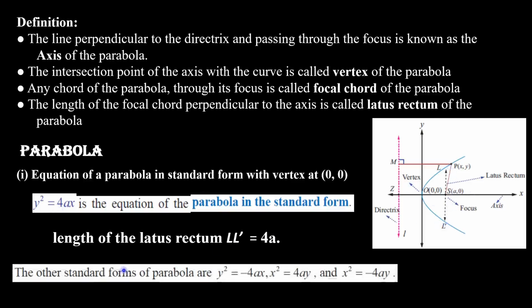The other standard forms of parabola are y square equal to minus 4ax and x square equal to 4ay and x square equal to minus 4ay.